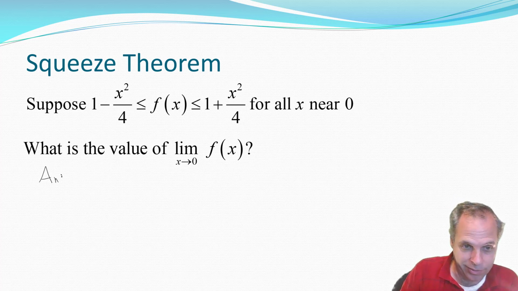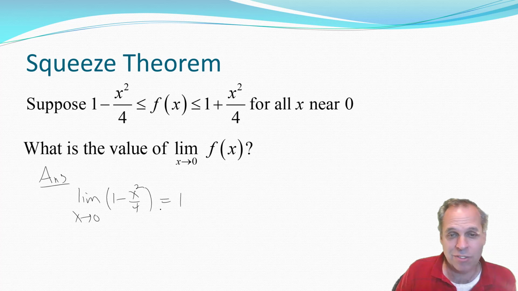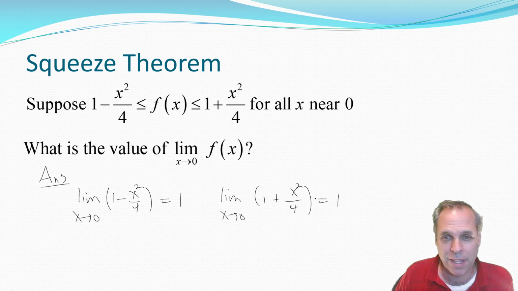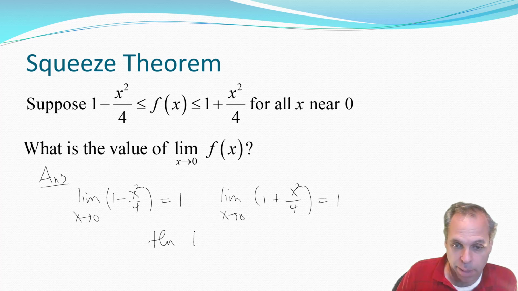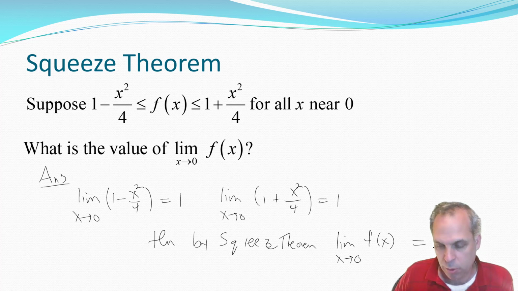Well, my answer would go like this. I would say, hey, notice that the limit of 1 minus x squared over 4 as x approaches 0 is just 1, because that's just a polynomial. You just plug in the number. And at the same time, the limit of 1 plus x squared over 4 as x approaches 0 is also 1, because that's just a polynomial. You just plug in the number to get the answer. So since the function values of f are trapped between these two functions, and the outer functions have the same limit as x approaches 0, then by the squeeze theorem, you get that the limit of the function, even though I have no idea what that function actually is, as x approaches 0, must be 1 also.